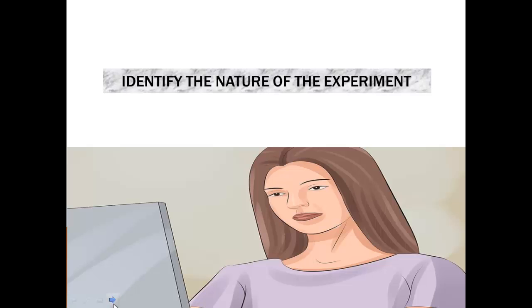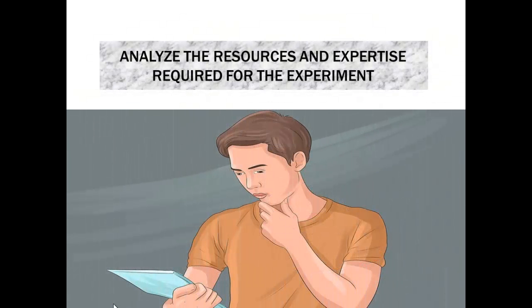You also need to remember that you may perform exactly the same experiment or you may perform it with slight modification, but the nature of the experiment, by which we mean the inputs, the possible outcomes, and the methodology, will remain the same. After identifying the nature of the experiment by reviewing similar related research articles, you do the second step. The second step is to analyze the resources and expertise required for the experiment.